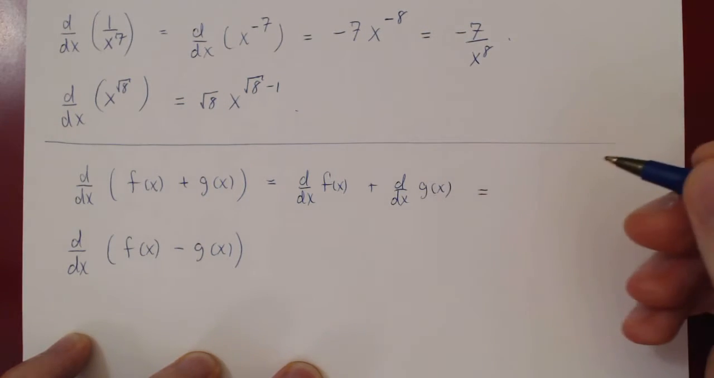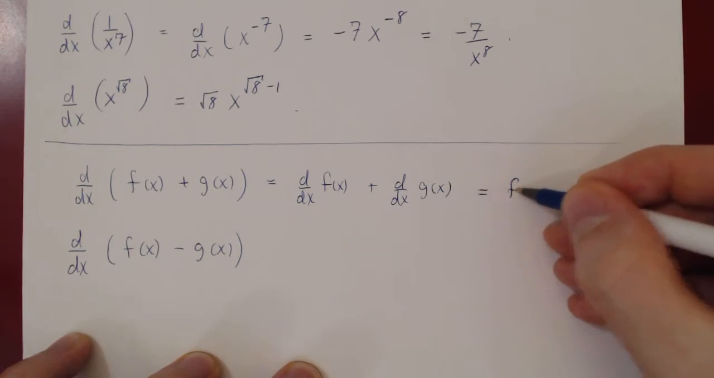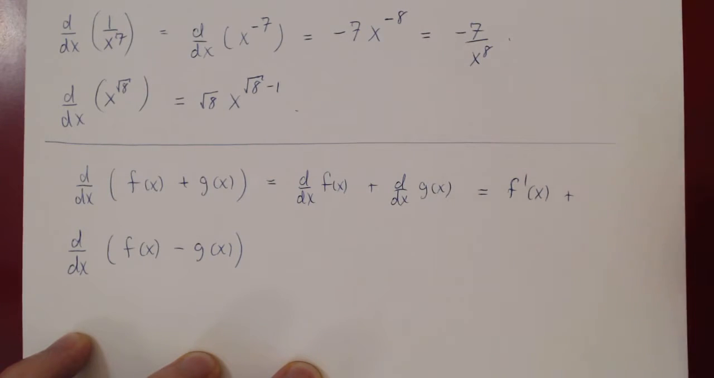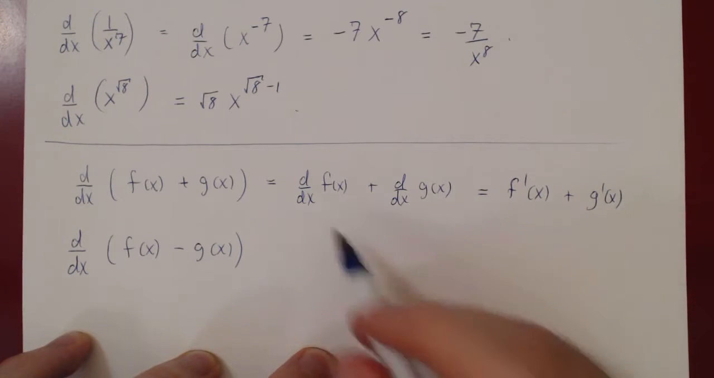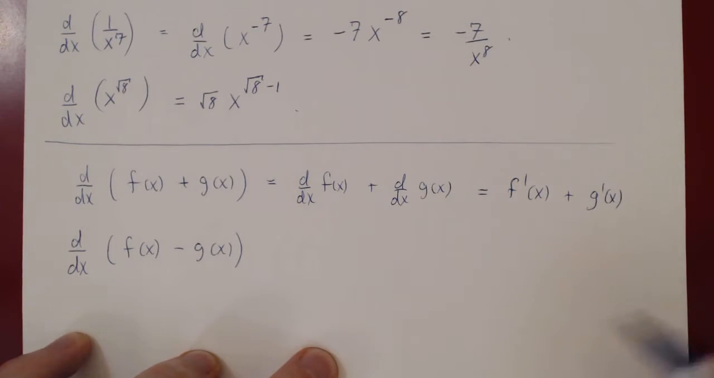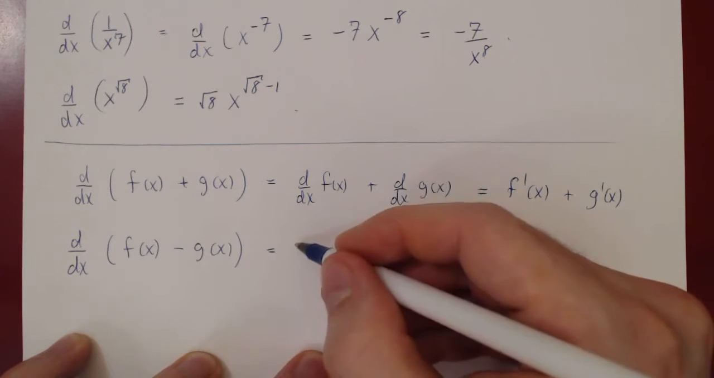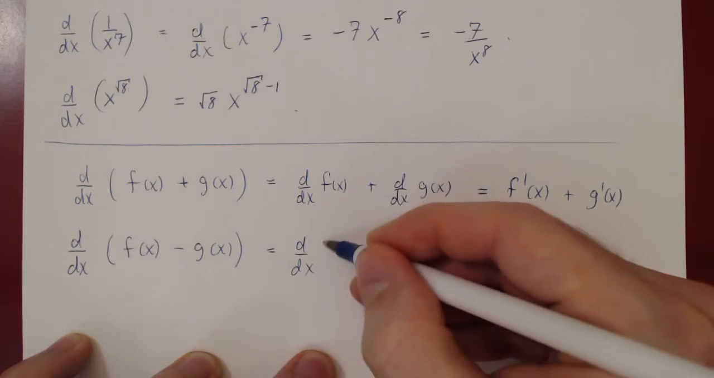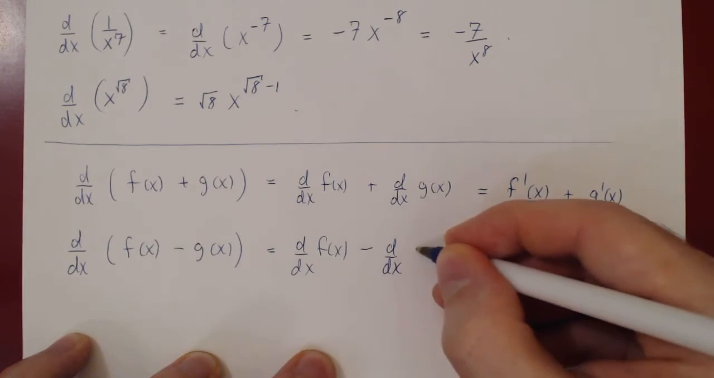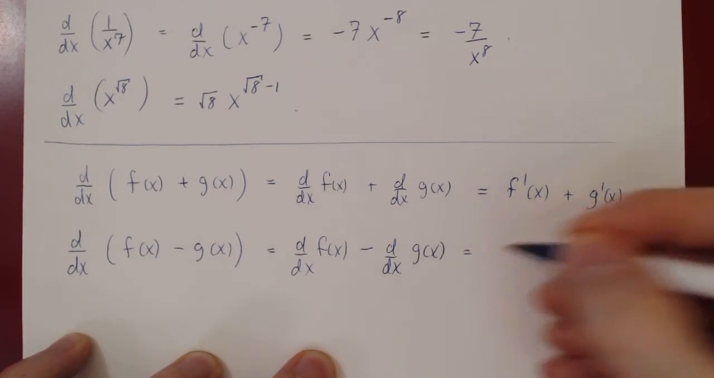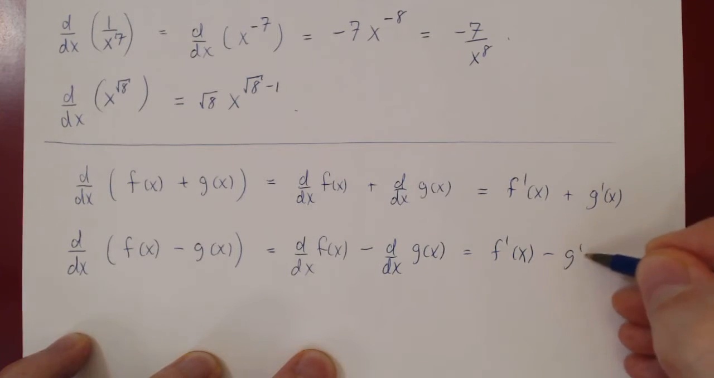And we can write this slightly more concisely because the derivative of f of x can be written as f prime of x, and the derivative of g of x can be written as g prime of x. Same thing, but it takes a little less writing. Same for a difference. The derivative of a difference of two functions will be the difference of the two derivatives. And we can write this as f prime of x minus g prime of x.